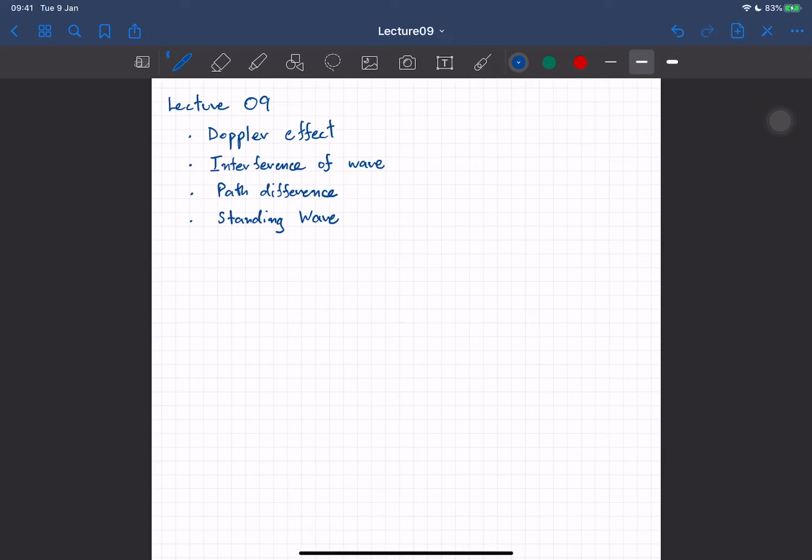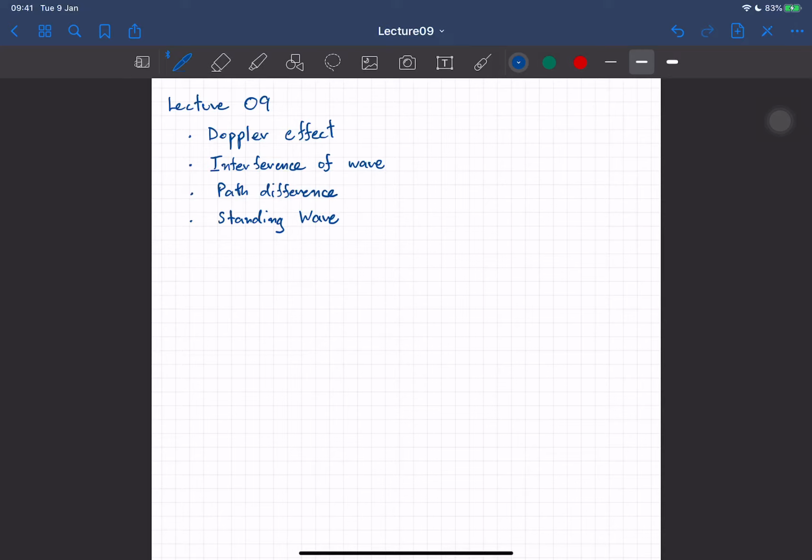This is our menu for today. First, we're going to talk about the Doppler effect, which is the situation where the frequency that you hear changes depending on how you move relative to the wave source, and also, if the wave source itself moves, how that will affect the frequency perceived by the detector. So that's going to be the Doppler effect.